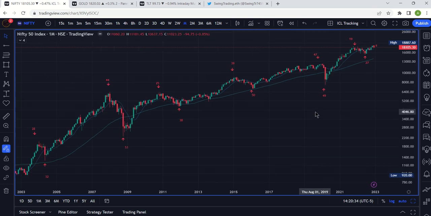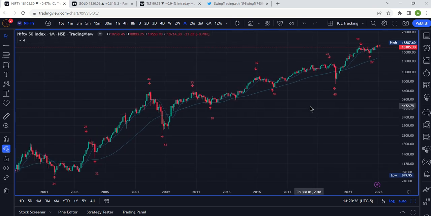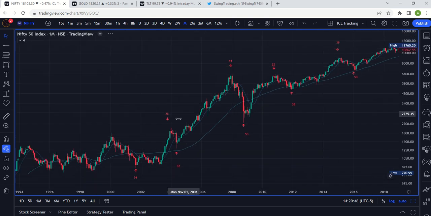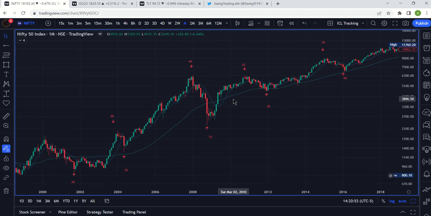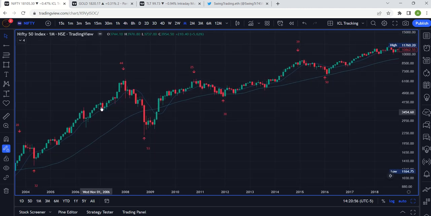I'm not going to explain cycles in great detail here, but the short version is cycles really just categorize how long a rally lasts and then how long a decline lasts. So if we look at this cycle as an example, this rallied for 44 months. So this is a monthly chart. Each candle is 1 month. So this rally lasted 44 months, and then it declined.